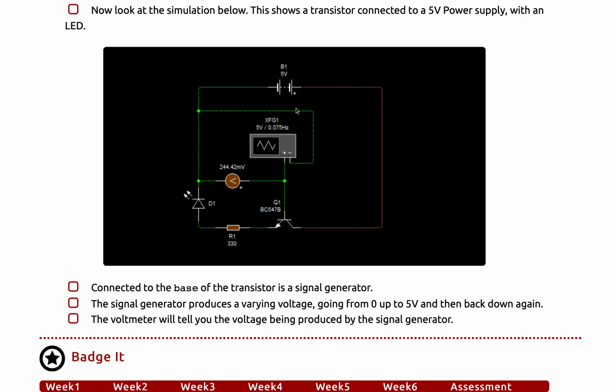So what have we got? Well, let's start with the basics. We've got 5 volts up here, that's our power supply. Down here we've got an LED, and we've got a 330 resistor, a load resistor there, just to protect that from blowing up. Okay, so that would be quite a normal circuit going on there.